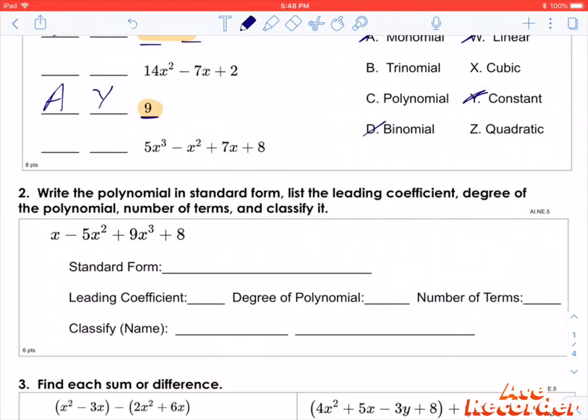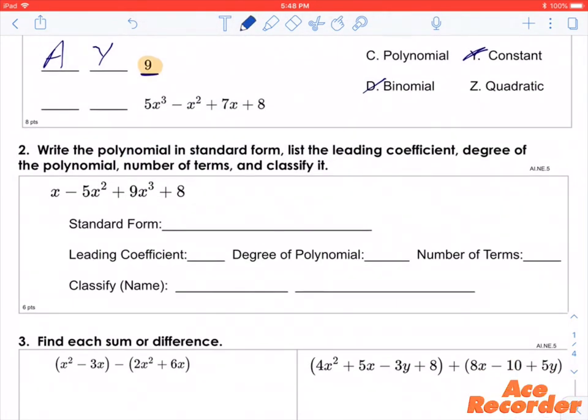Okay, so let's look at the next one here. In this case, it says write the polynomial in standard form. So the first thing we are doing here is putting these in the correct order. So highest to lowest exponent, not highest number, but highest exponent. So the highest exponent is 3. So I'm going to put that first, 9x to the third. Next up is square, so minus 5x squared. And then the next one is plus x and plus 8.